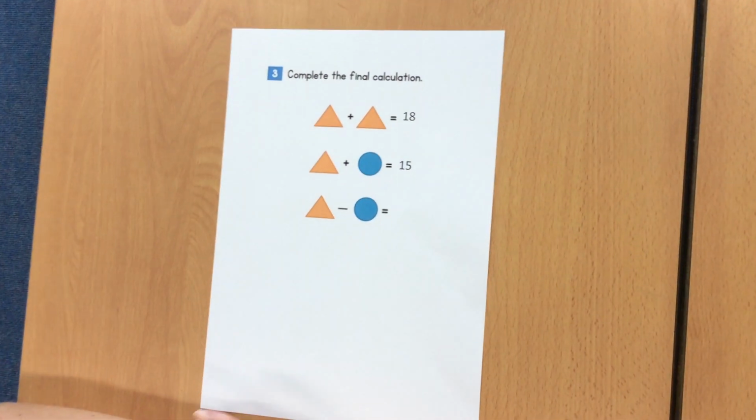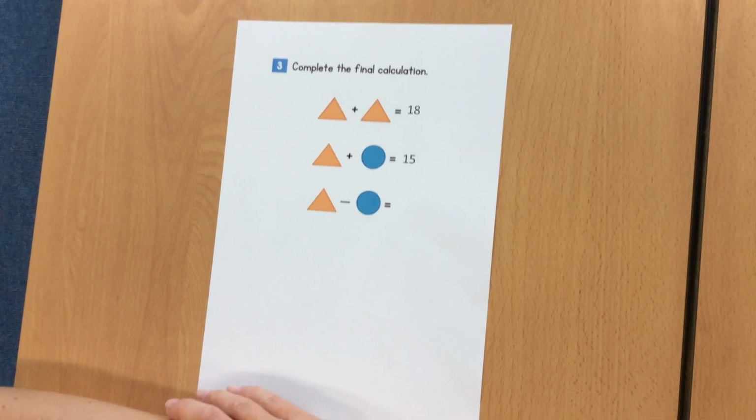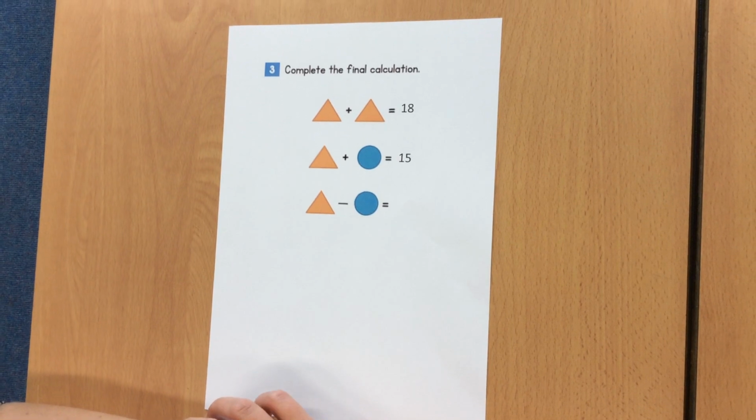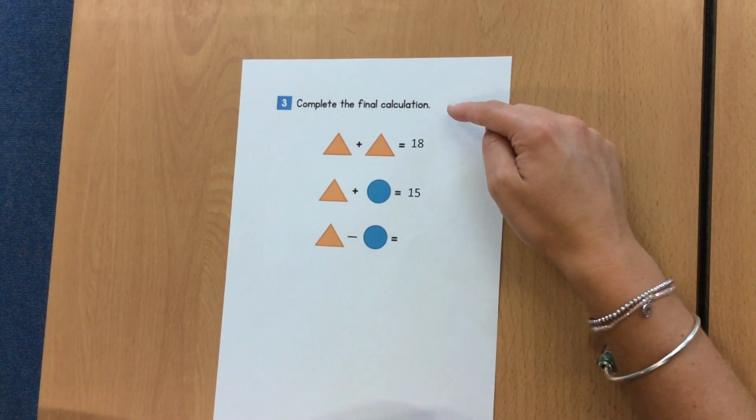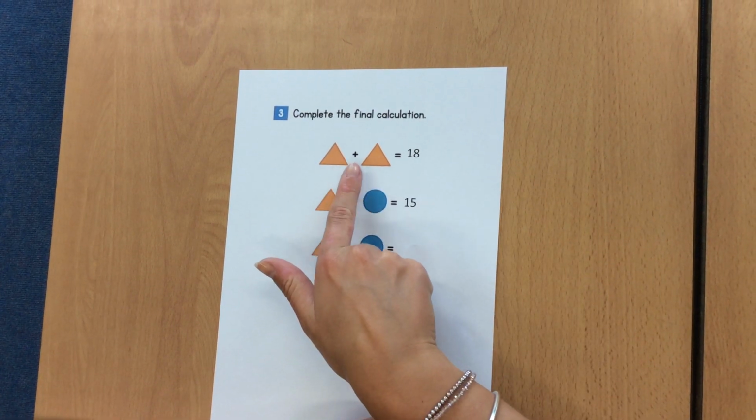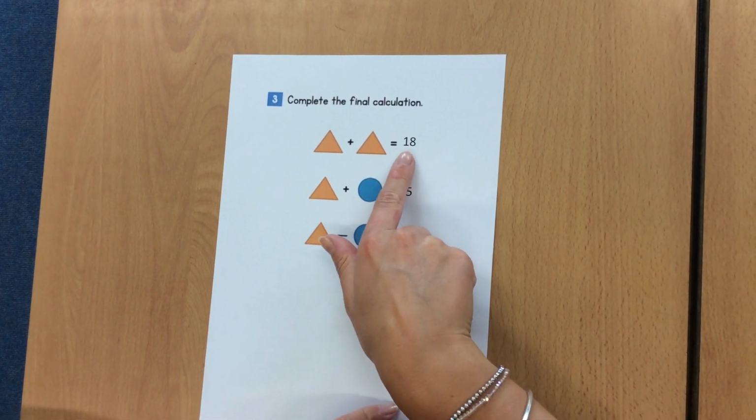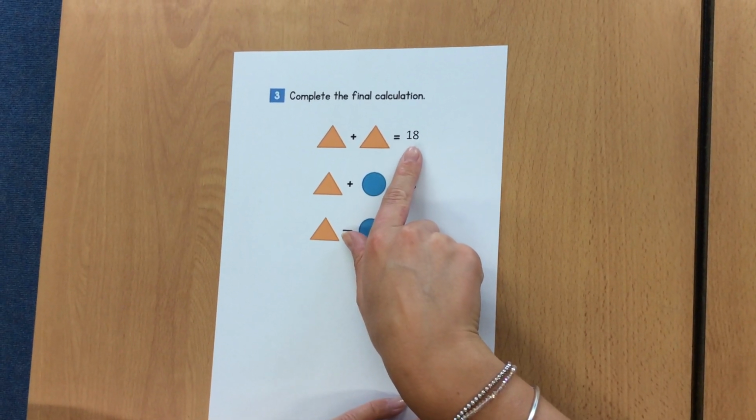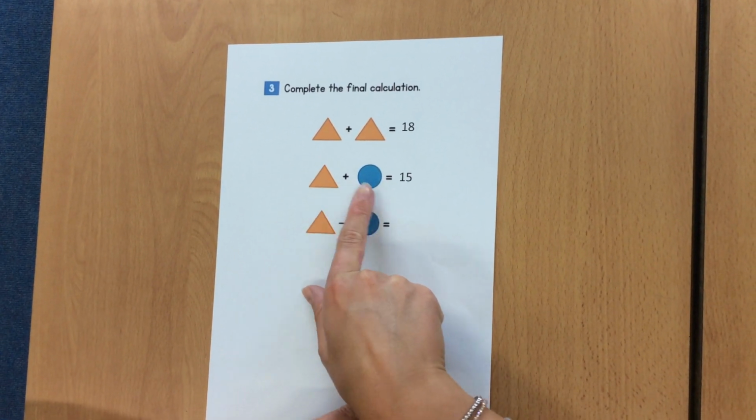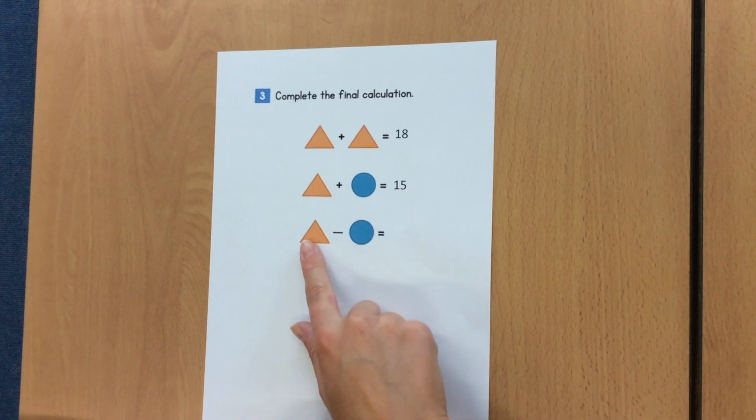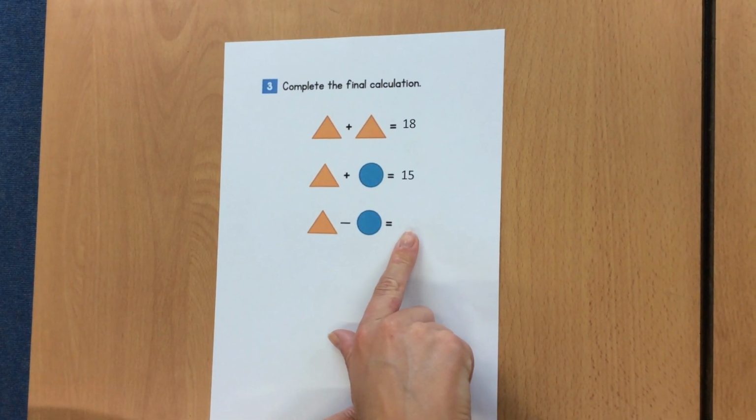Hello there, Year 2. So I'm here to go through one of your problems of the day. It is the second one in today's activity. And it says here, complete the final calculation. Triangle add triangle equals, now I've got here 18, you've got a different number. You've got the number for 16. You also then have triangle add circle equals 15, and then triangle take away circle equals something.